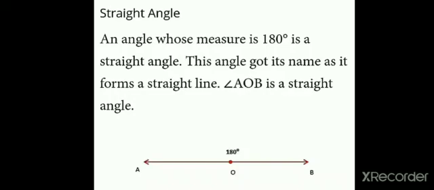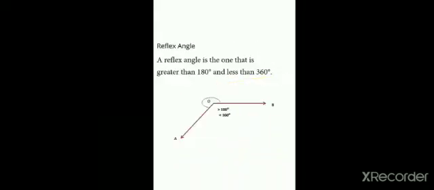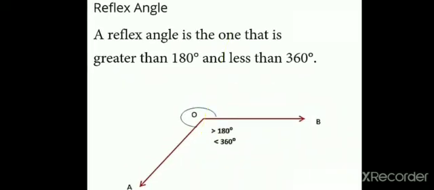See here, you can see angle O is the center, and from the common center O there arise OA and OB, two line segments. So these two line segments form a 180 degree straight angle. Reflex angle. A reflex angle is one that is greater than 180 degrees and less than 360 degrees.